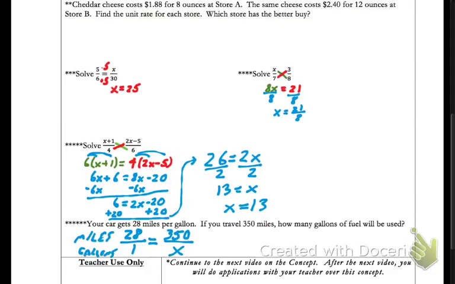So we don't know how many gallons we need to go 350 miles. Let's cross multiply. That gives us 28x on one side, and on the other side, just 350. Dividing both sides by 28 tells us how many gallons we need, which is 12.5. It's always good to label, and so this is no exception. 12.5 gallons of gas will get us the 350 miles that we need to travel. So that's the beginning of ratios, unit rates, and proportions.